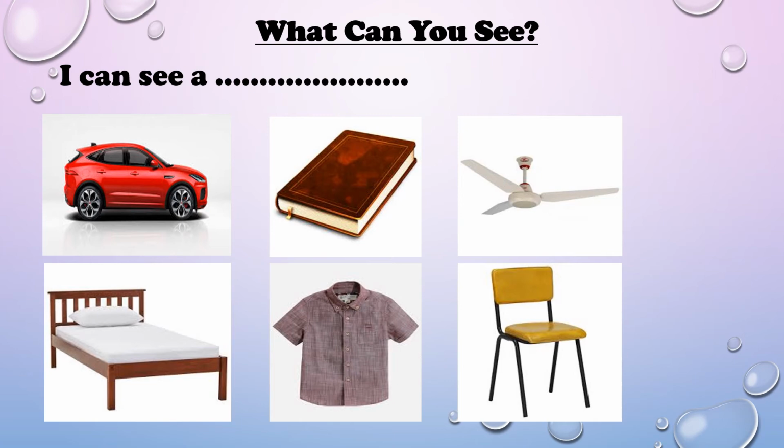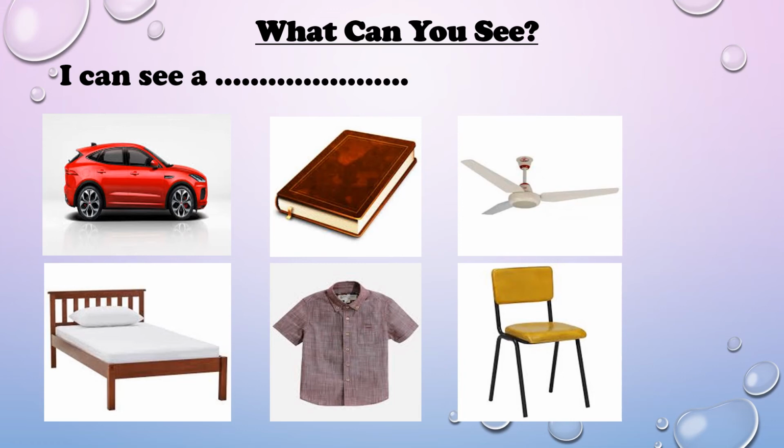What can you see in the sixth picture? The last box. Yes. Now your answer will be, I can see a chair. Next one. What can you see in the third picture? You can answer by saying, I can see a fan.